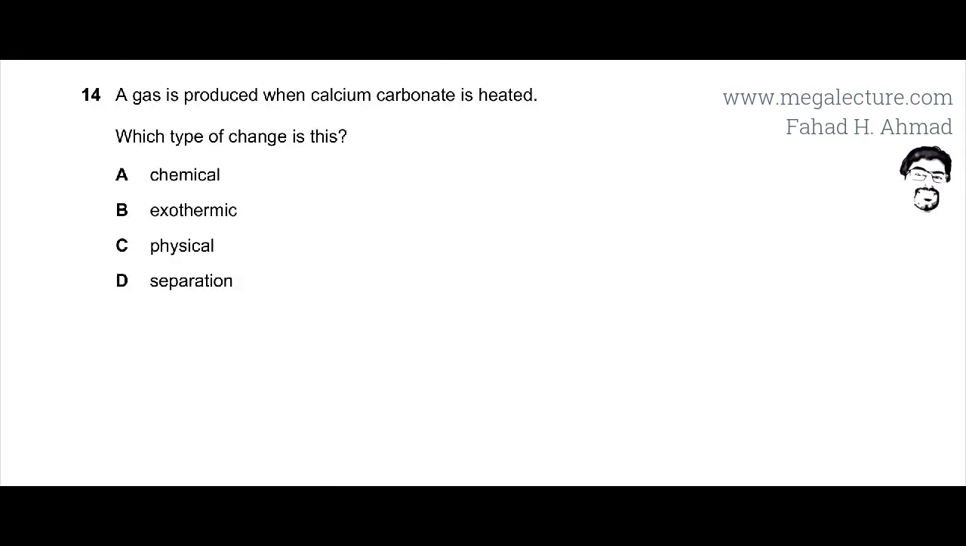The following question reads that a gas is produced when calcium carbonate is heated. What type of change is this? So the first thing is, you have calcium carbonate, and remember, carbonates, when they are heated, they decompose, they break down, and they always produce an oxide, which is going to be calcium oxide, and carbon dioxide gas.